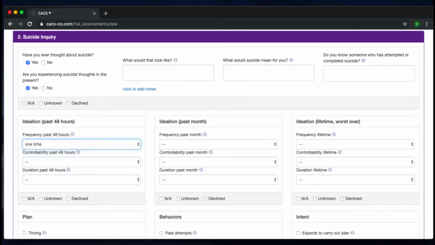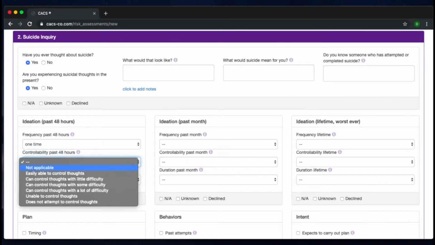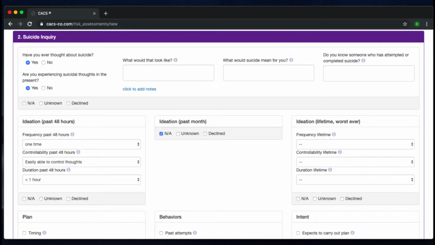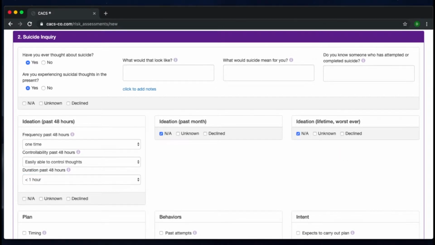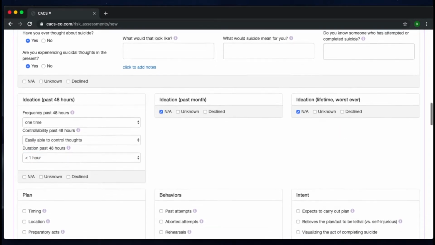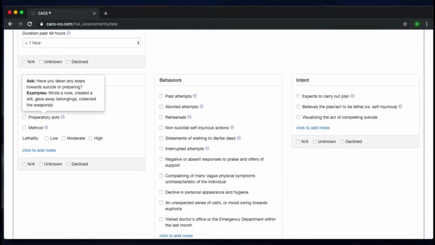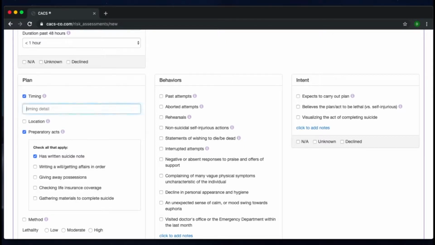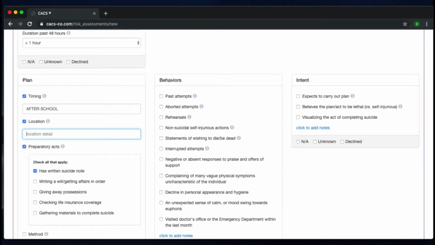Ideation, very much like the Columbia as one of our inspirations. How often are they having thoughts? How easy or difficult are they to control? What's the duration? Let's say for our 12-year-old, as we demonstrate her assessment process, that she's had thoughts just in the last 48 hours. She has had some preparatory acts, including writing a suicide note, for example, and maybe she has timing and location figured out for herself. And this is where we could say what she's reporting. Location, home, things like that.